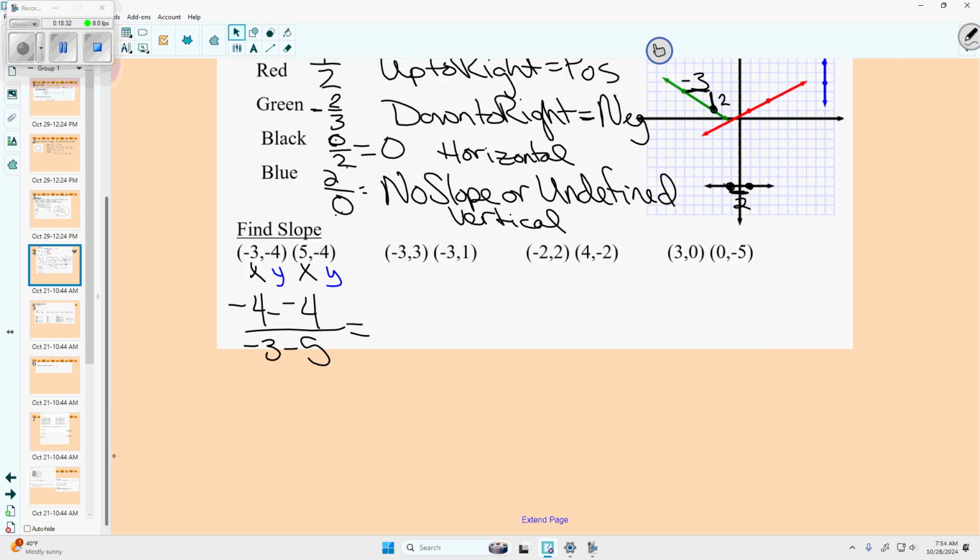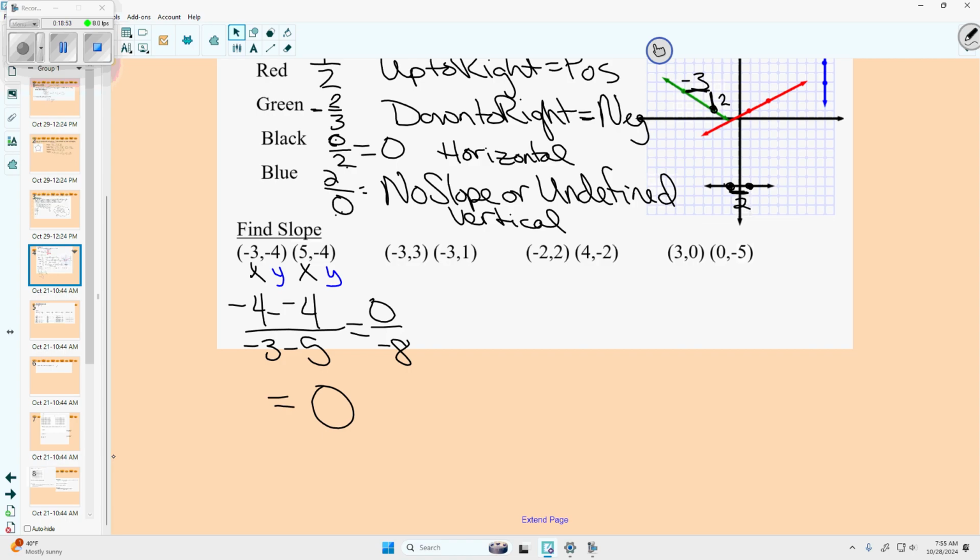All right, what do we get when we do that subtraction? 0 over -8, which is an actual slope of 0, because 0 divided by -8 is 0, because 0 times -8 gives me 0. So you can undo the division with multiplication.